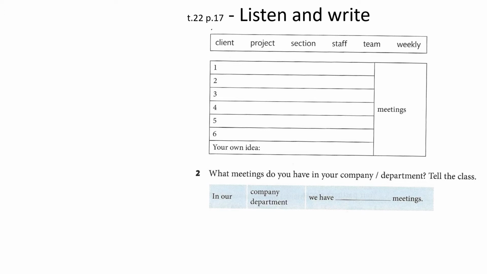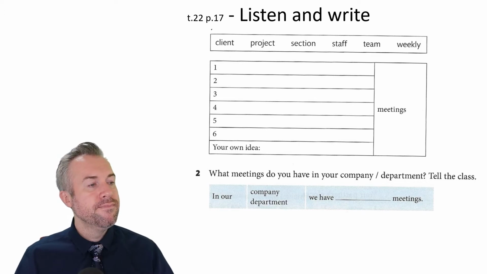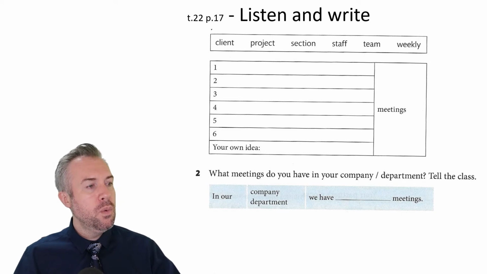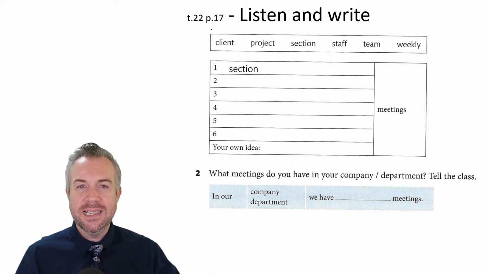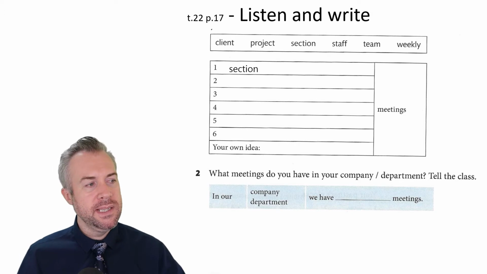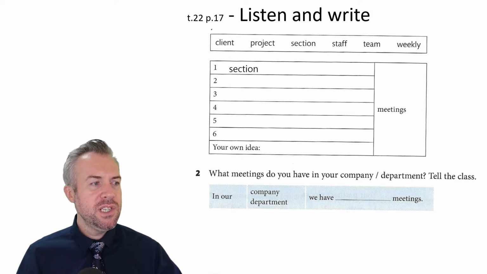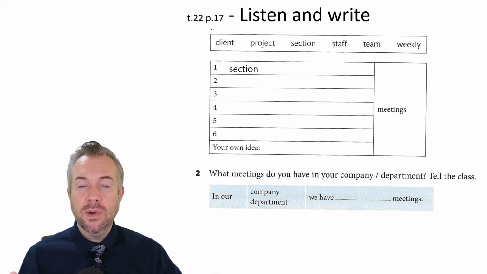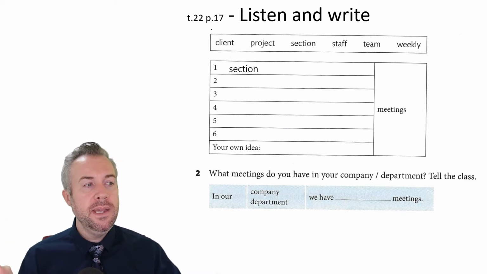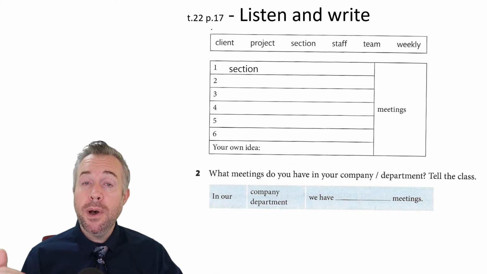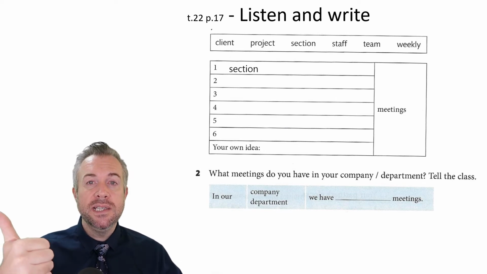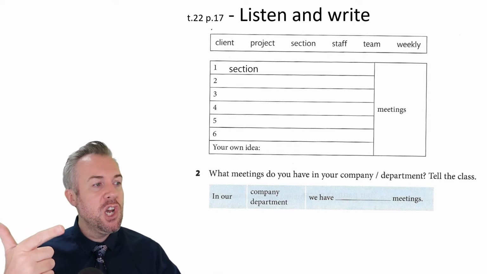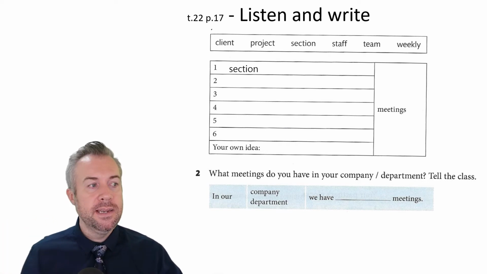Staff meetings. Very good. So what meeting is number 1? Number 1 is a section meeting. What is a section meeting? Section is similar, well, the meaning is part. So in a company, part of the company could mean like department. So the sales section, sales department. The human resources, HR section, something like that.